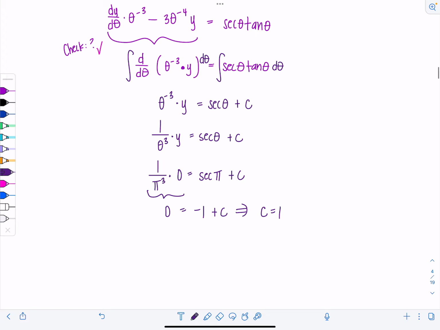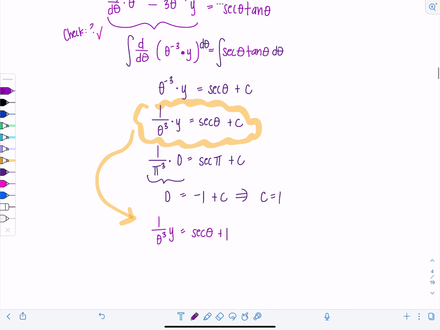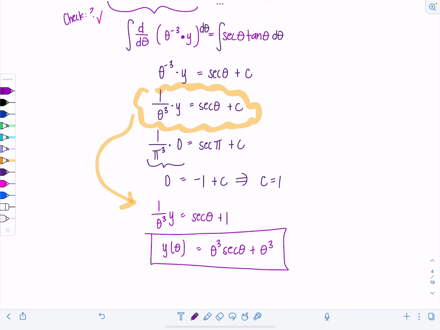Okay. And then now I know C is 1, so I'm going to sub that back there. Let's do it. So 1 over theta cubed Y equals secant theta plus 1. And then the last thing to do is multiply everybody by theta cubed. So Y of theta is theta cubed secant theta plus theta cubed. That's it. That one's beautiful. Woo.